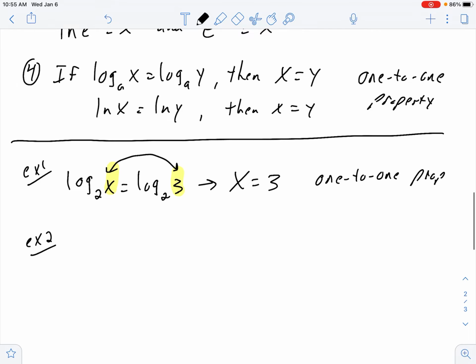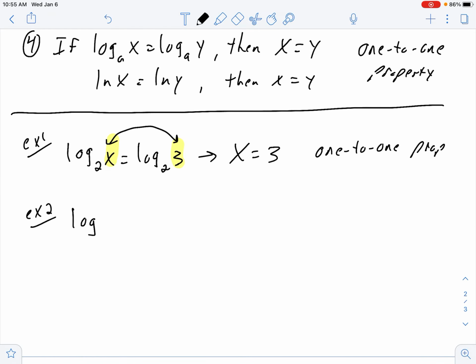Then if we have this, log base 4 of 4 is equal to x, well, that means x has to equal 1, because you've got 4 to the x is equal to 4. Writing in exponential form, we know there's a 1 here, so obviously these two have to be equal.